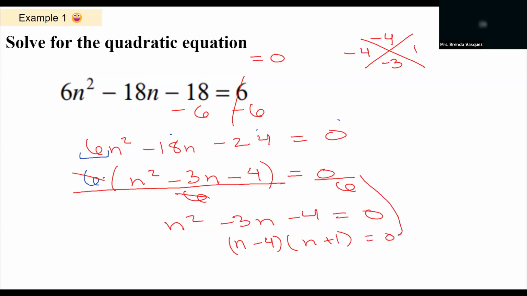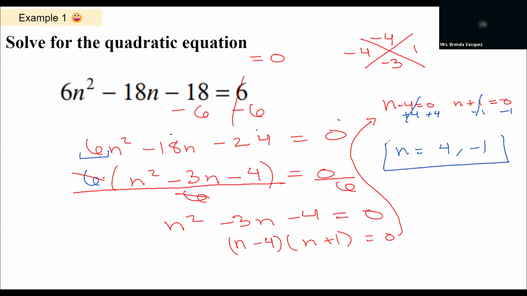Let me move it up here since I'm running out of space. n minus 4 equals 0 and n plus 1 equals 0. Be very careful when you do your inverse operations. Plus 4, minus 1, minus 1. We're left with n equals +4 and -1. Woo-hoo! I told you guys it wasn't too bad.